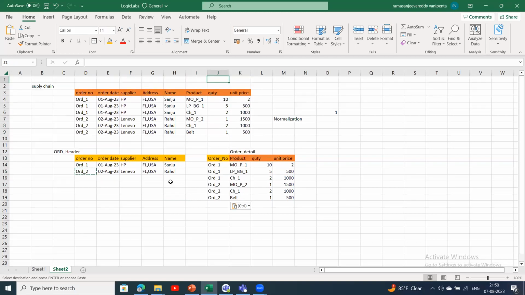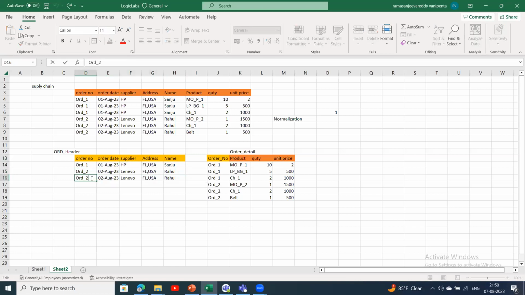See now, even further this can be split. Imagine I have another order, called order 3, and he is also ordering Lenovo. Even he is ordering Lenovo.